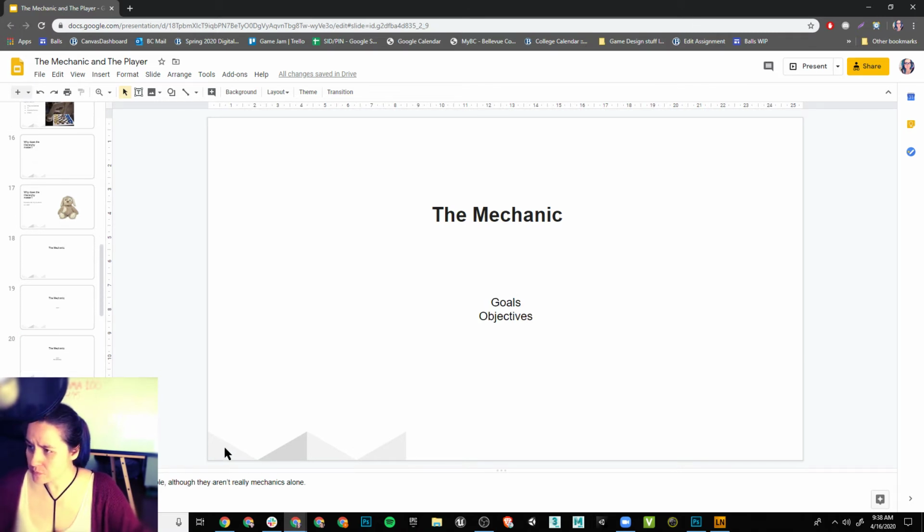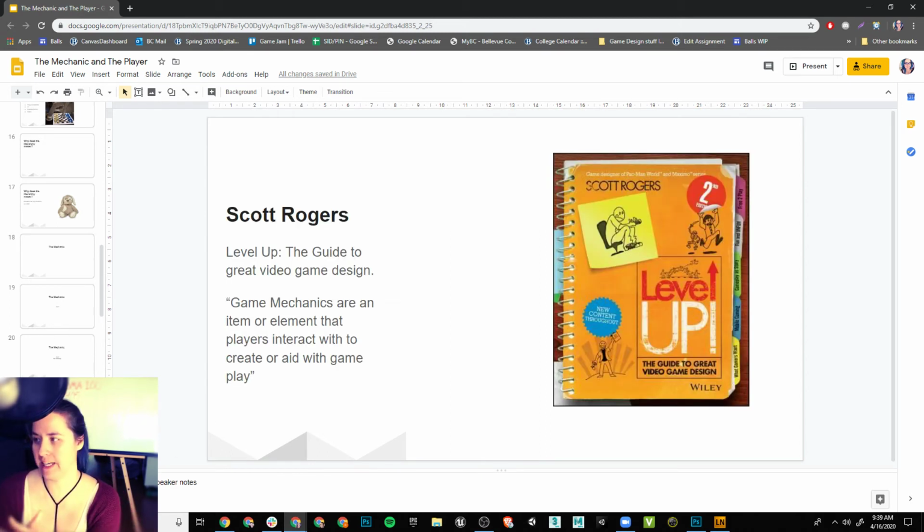All right, so mechanics are often interchangeable with goals or objectives, but they aren't really mechanics. Not really. So back in the day, I'm going to say this was about a 15-year-old book, this book came out called Level Up, A Guide to Great Video Game Design. And it is a fantastic read. You should check it out. But it defines game mechanics as an item or element that players interact with to create or aid with gameplay.